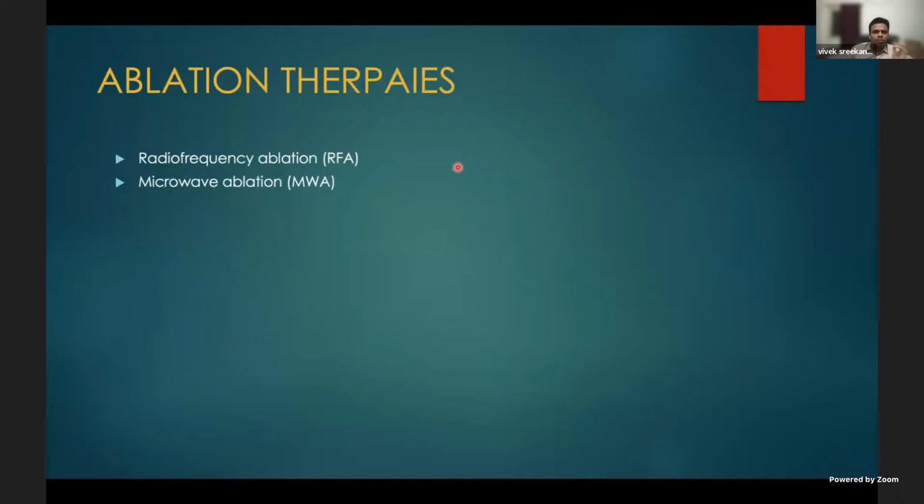In the predominant ablation therapies, the most common ones are the radiofrequency ablation and the microwave ablation. With both of these ablation therapies, we are looking at curative intent in order to cure this HCC. The selection criteria, depending on the size of the HCC, is a size of less than 3 centimeters for both ablations. And for the microwave ablation, we can use a slightly larger lesion.